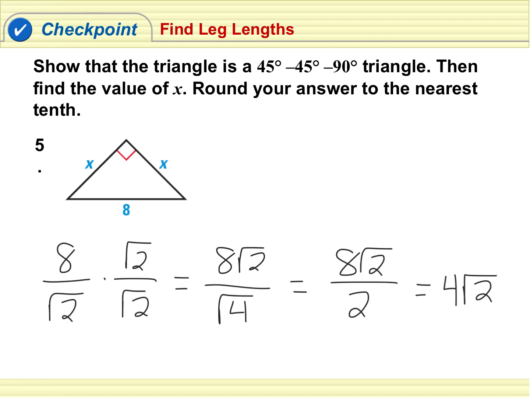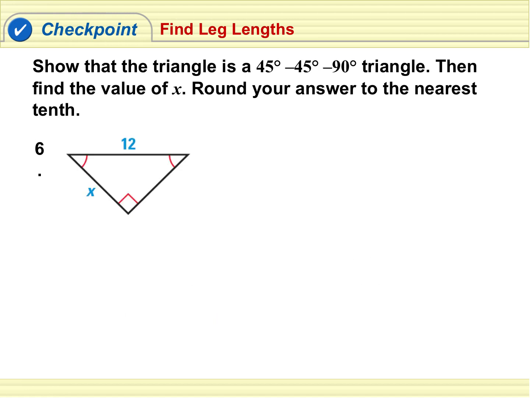Okay, let's talk about that last one. What do we have on this one? Hypotenuse. Okay, so how do I go from the hypotenuse back to the leg? Divide by square root of 2. 12 divided by the square root of 2. What's wrong with it? Radicals in the bottom. How do I get rid of it? Multiply by square root of 2.